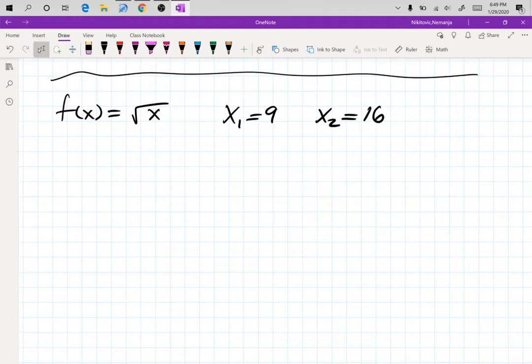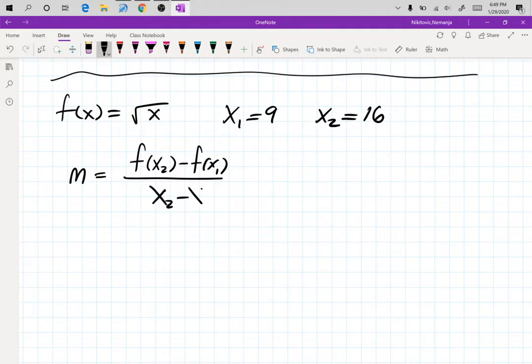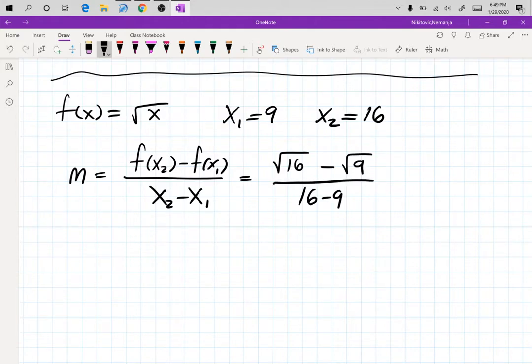Okay, so average value, we also can call it a slope, is going to be f of x2 minus f of x1 over x2 minus x1. So this is our good old formula changed into pre-calculus form. Now, we have our square root of x2, which is 16, minus square root of our x1, which is 9, divided by 16 minus 9. Square root of 16 is? Square root of 9 is? And 16 minus 9 is? So the answer is?